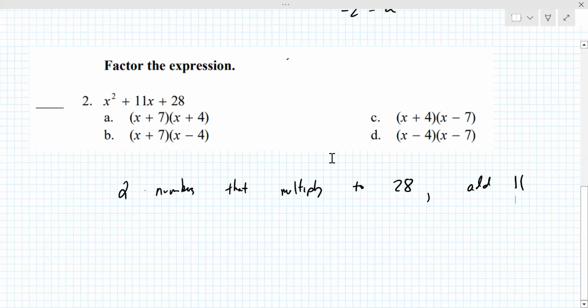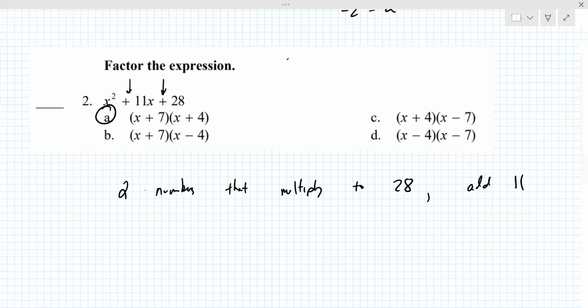So which is it? Is it +7, +4, +7, -4, +4, -7, -4, -7? Which one? Would it be A? It is. And that's because they're both positive, right? So the answers, they both have to be positive to get to 28, or negative to get to 28. See how D, -4 and -7 get you to 28? But then to add to a positive.